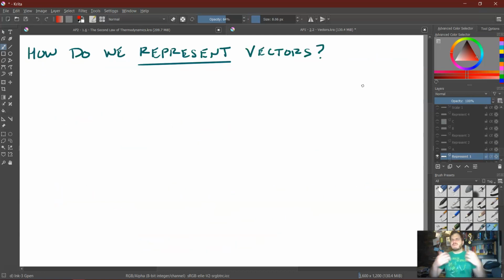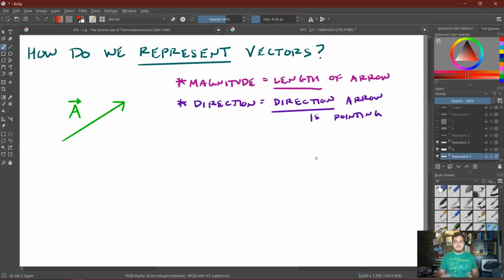So how do we represent vectors? How do I show a vector in a problem I'm working with? Well, if we have here, for instance, some vector A, it's pretty straightforward. We draw it as an arrow, and there are 2 big pieces here. First off, the magnitude is the length of the arrow. So if you have a longer arrow, that vector would have a bigger magnitude. If you have a shorter arrow, it's going to have a smaller magnitude. And additionally, we have the direction. And direction, unsurprisingly, is in the direction that the arrow is pointing.